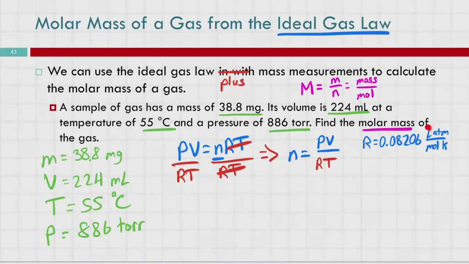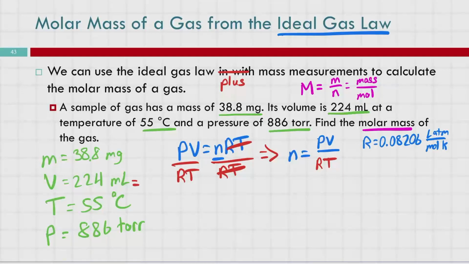Do we have liters? Nope, we've got milliliters. Do we have atmospheres? Nope, we've got torr. Do we have moles? No, we're finding that. Do we have Kelvin? Nope, we've got degrees Celsius. So we get to do a whole lot of unit conversions. What fun.